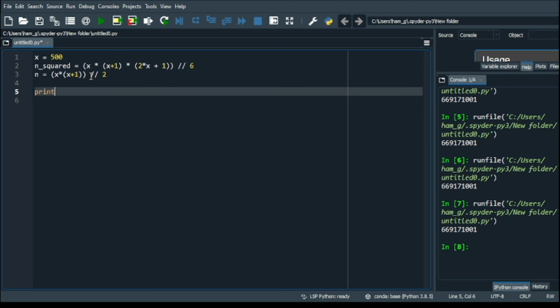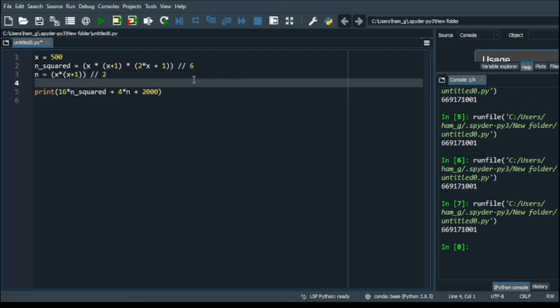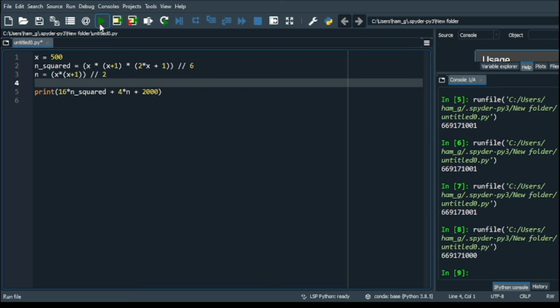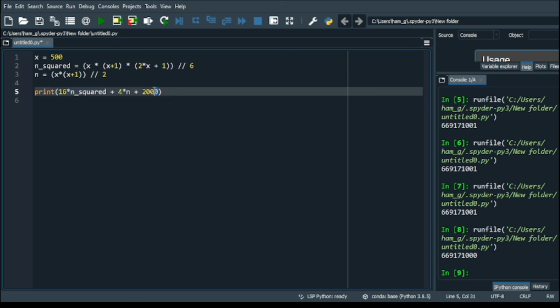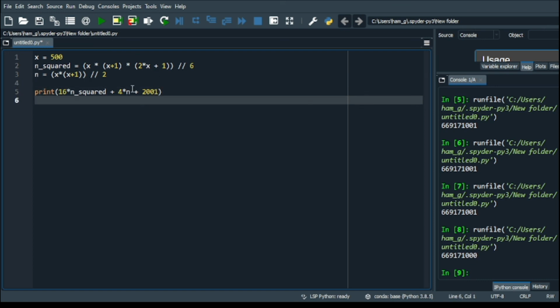So print 16 times n squared plus 4 times n plus 2000. We may still have to subtract 3 because, yeah, we'll have a look, see if it works. Oh, we just got to add 1, so it's actually 2001. There we go. Slight miscalculation, but we are there.